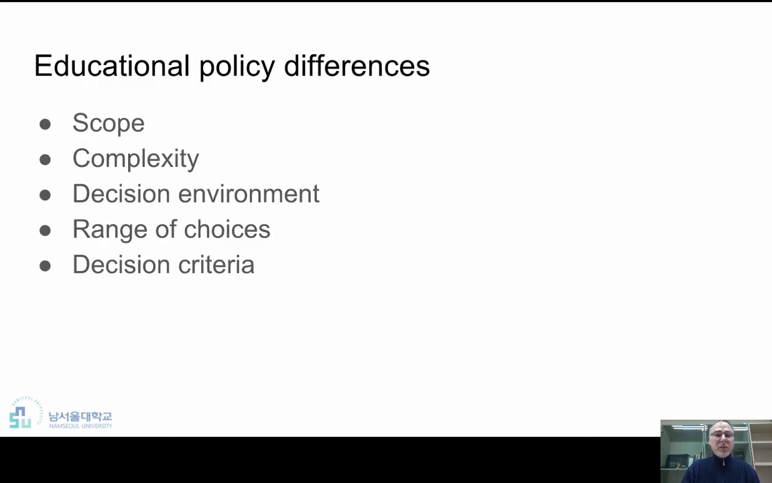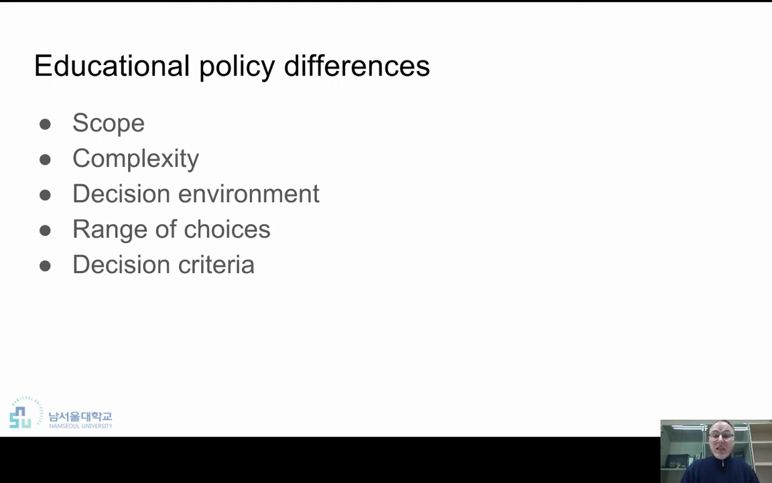Okay. Now, some of the differences between education policy and other types of public policy are the scope, how broad it is, the complexity, how many moving parts are in it, how they relate to one another. Some of the decision environment is different. People have more input and more incentive to provide opinions about education policy than they do about some other types of policies.